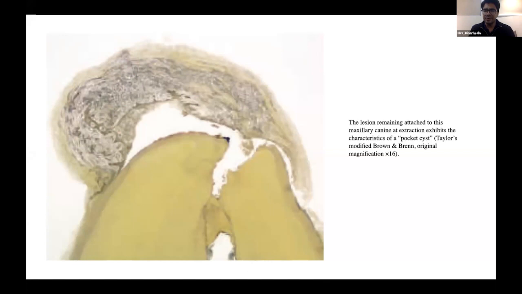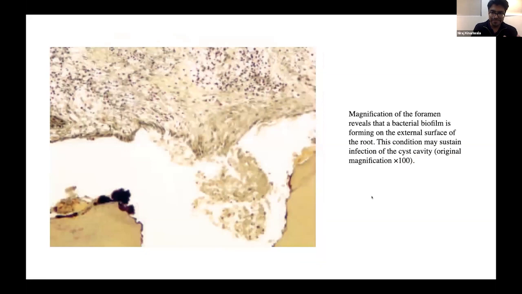What you can see on your screen is a periapical disease, a lesion which is attached to a maxillary canine. This is the histopathologic diagram for that. And it is showing that there is a pocket cyst. When we say there is a pocket cyst, that means there is a communication with the root canal system. And these are the cases where a surgical approach can be avoided. We can achieve good results with only the non-surgical approach.